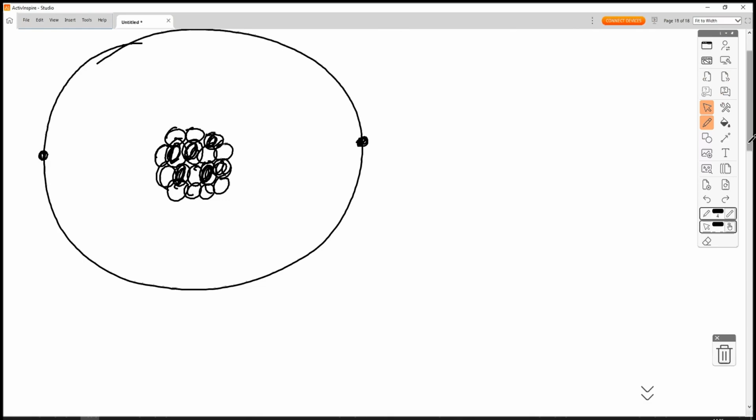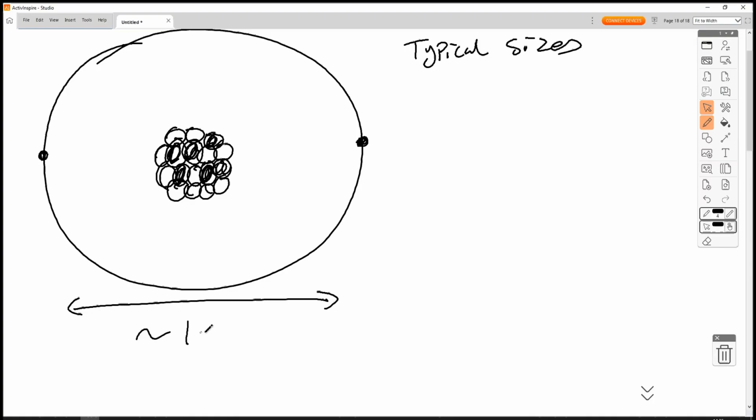Now, the typical size we have for an atom is roughly 10 to the minus 10 meters, also called an angstrom. The diameter for the nucleus is 10 to the minus 15 meters, and we call that a femtometer.